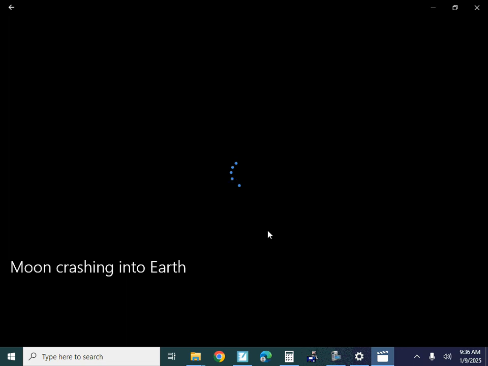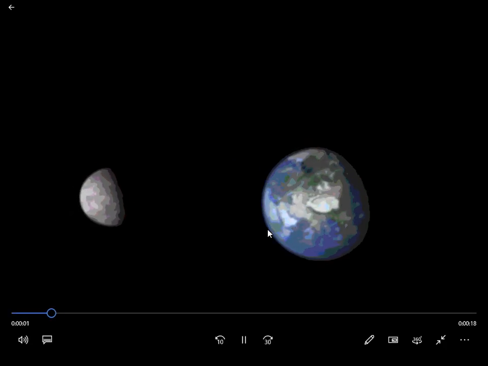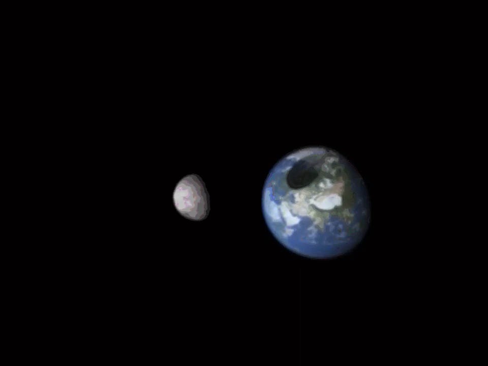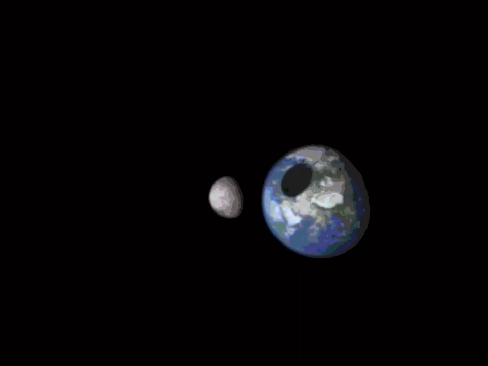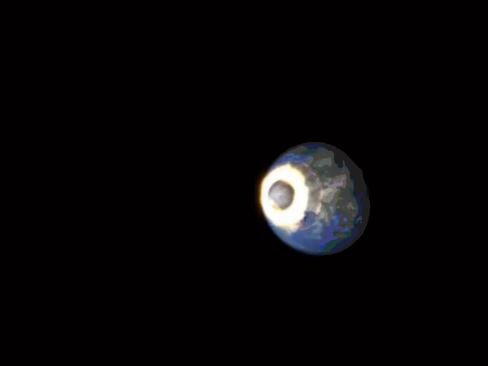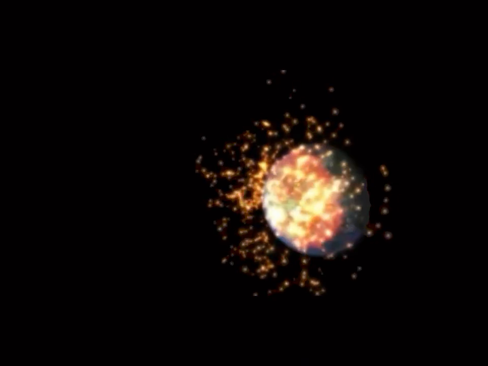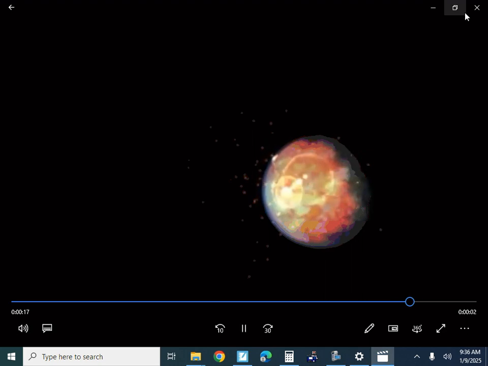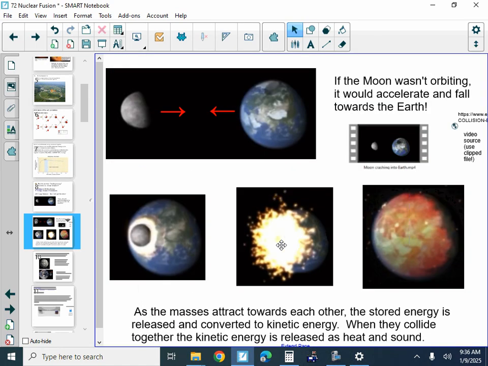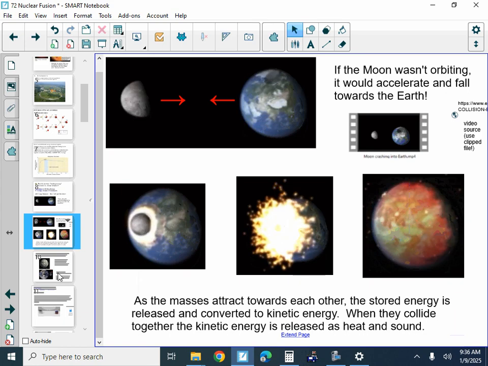Just picture the animation of what I'm describing, the moon accelerating towards the Earth and crashing into it. They should show it going faster and faster, but it's just an animation, right? So picture the amount of energy that would be released if that were to happen. It isn't going to happen, and thank goodness, right? But yeah, there'd be a ton of energy released. Right? So I'm just trying to illustrate the idea.